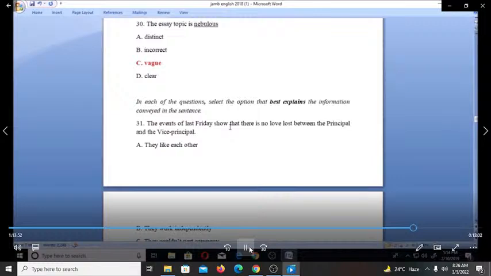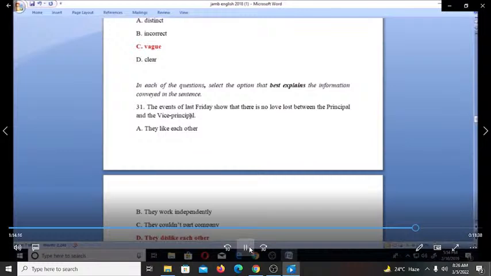Now let's look at, checking out word factory. We're checking out synonyms. We're checking out antonyms in this past question. So now in each of the questions, select the option that best explains the information conveyed in the sentence. So which expression is actually likely to what is on the option side of this. So let's look at number 31.